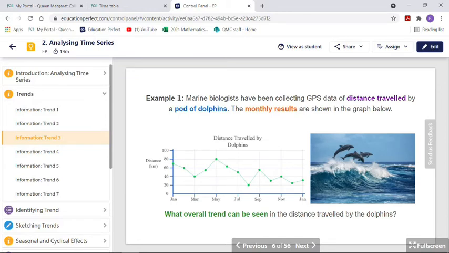Okay, here we go. We start off here. We end up here. So what is happening to the distance traveled by this pod of dolphins? What's the overall trend? It's decreasing. They're traveling less over time, aren't they? Now, even though in May they traveled a lot more, overall, the trend is that it's decreasing. Make sense? So we're not interested in what's happening in the middle, only what's happening at the ends when we're discussing trend.